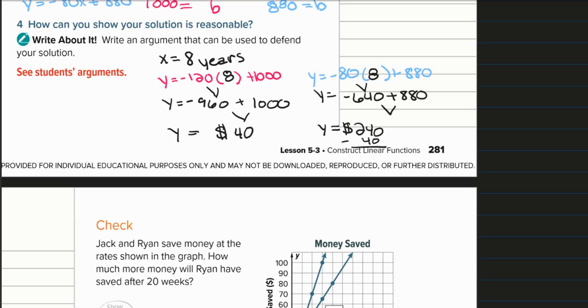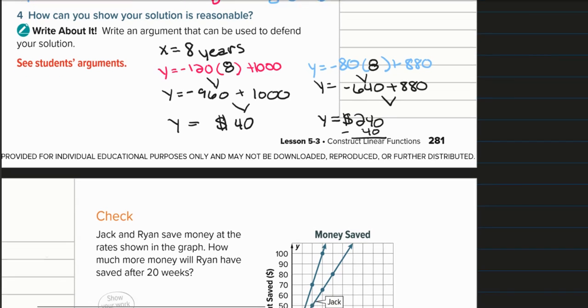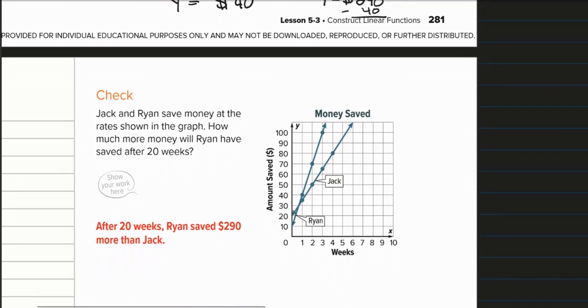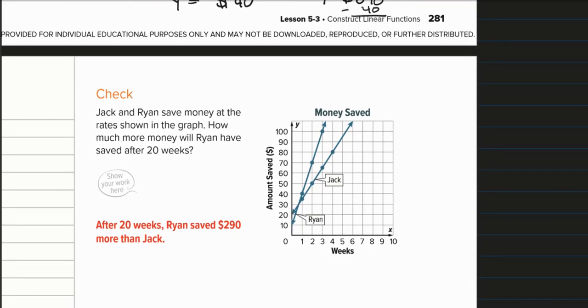All right, now that you've tried the check, I know it's a lot of steps. Let's talk about it. Jack and Ryan save money at the rates shown in the graph. How much more money will Ryan have saved after 20 weeks? So notice how weeks is our x value. So I want you to know that we're going to end up figuring out when x equals 20, y equals something. We are using y equals mx plus b.